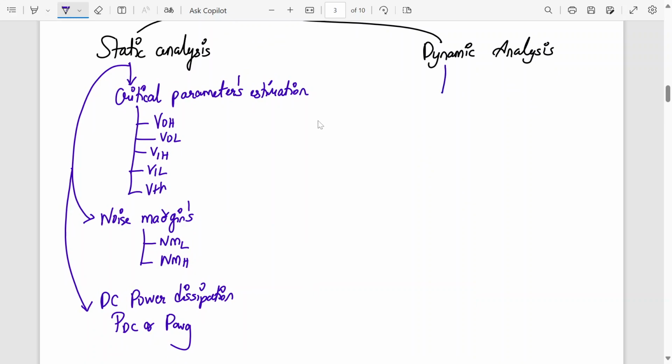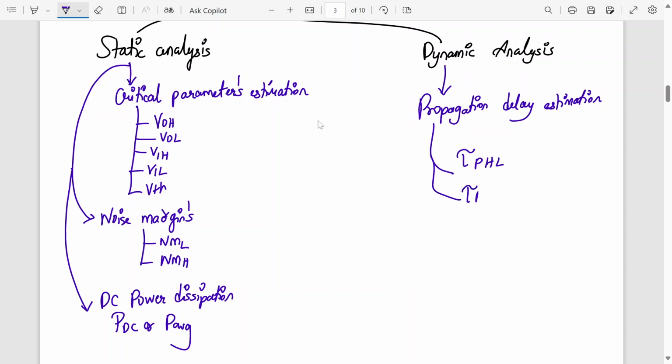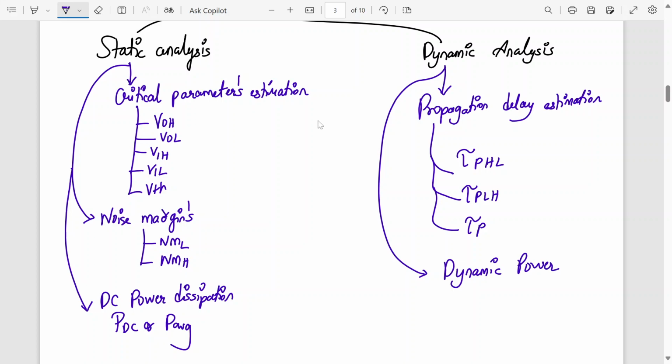Okay. Under dynamic analysis you have propagation delay estimation, which is nothing but tau pHL and tau pLH, the high to low and low to high propagation delay, and average propagation delay. Next, we calculate dynamic power dissipation. This is also very important. Static power is when we are not using a mobile phone at all. Dynamic power is when you are using it, you are calling, you are playing an app, you are listening to music. That is dynamic power.